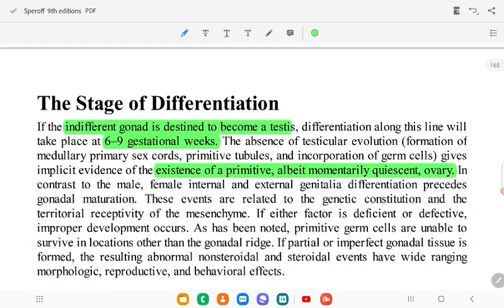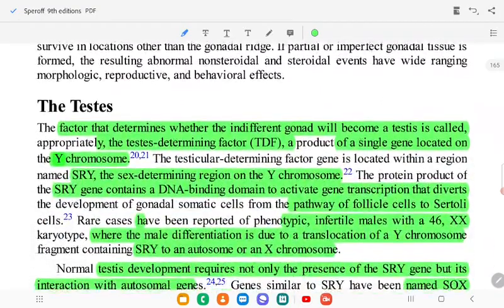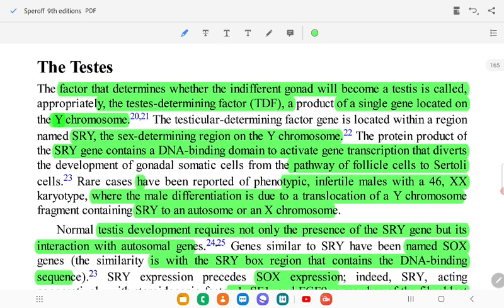If the indifferent gonad is destined to become a testis, the differentiation along this line will take place at 6 to 9 gestational weeks. Absence of testicular evolution, like formation of primary medullary sex cords, primitive tubules, and incorporation of germ cells, gives evidence of a primitive ovary. The factor that determines whether the indifferent gonad will become a testis is called the testis determining factor, TDF, a product of a single gene located on the Y chromosome.